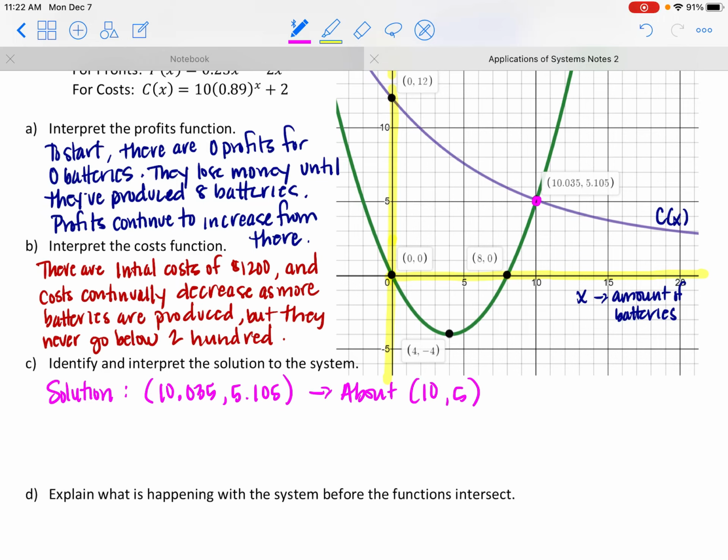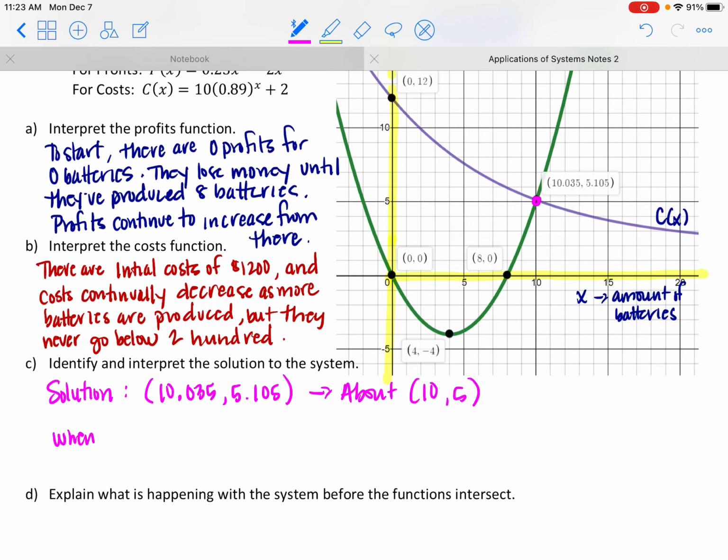Well, if we're looking at the profit function, it means when they've produced 10 batteries, they're going to profit about $500. If we're looking at the cost function, it means when they've produced 10 batteries, their cost is about $500. So if the costs and profits are the same, that is the break-even point for this company. If they have produced 10 batteries, their costs are $500, so are their profits. That means they've zeroed out. And everything after that point is going to be pure profit because we're above the cost. So 10, 5 is the break-even point.